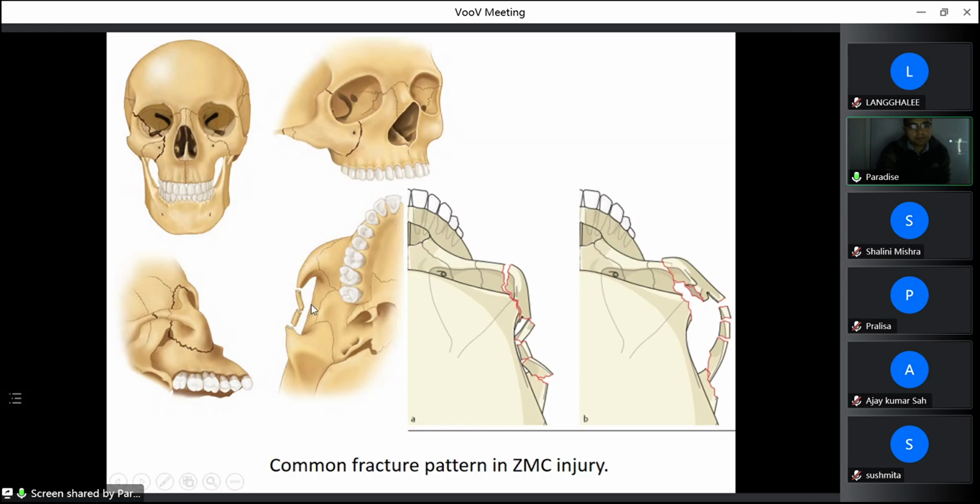There will be trismus. This is also a case of depressed zygomatic arch fracture, where there is a comminuted fracture, all the bones are fractured, and it has impinged over the temporalis muscle. Another pattern of injury can be that the zygomatic arch has been fractured and pulled outward. In this case, clinically, you can see there will be facial asymmetry. There will be a bulge present in the zygomatic arch area.